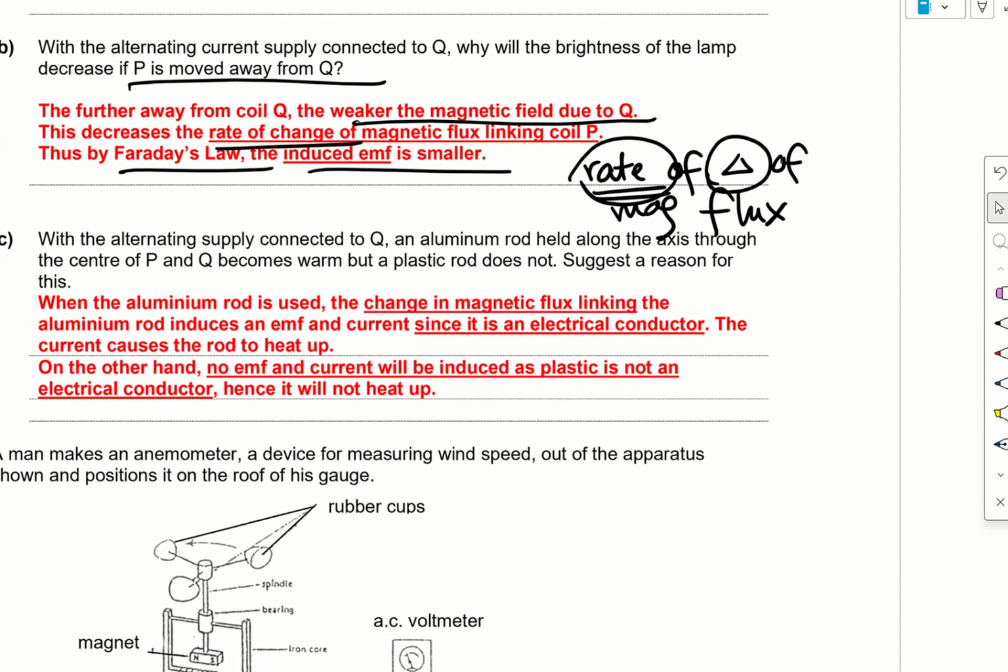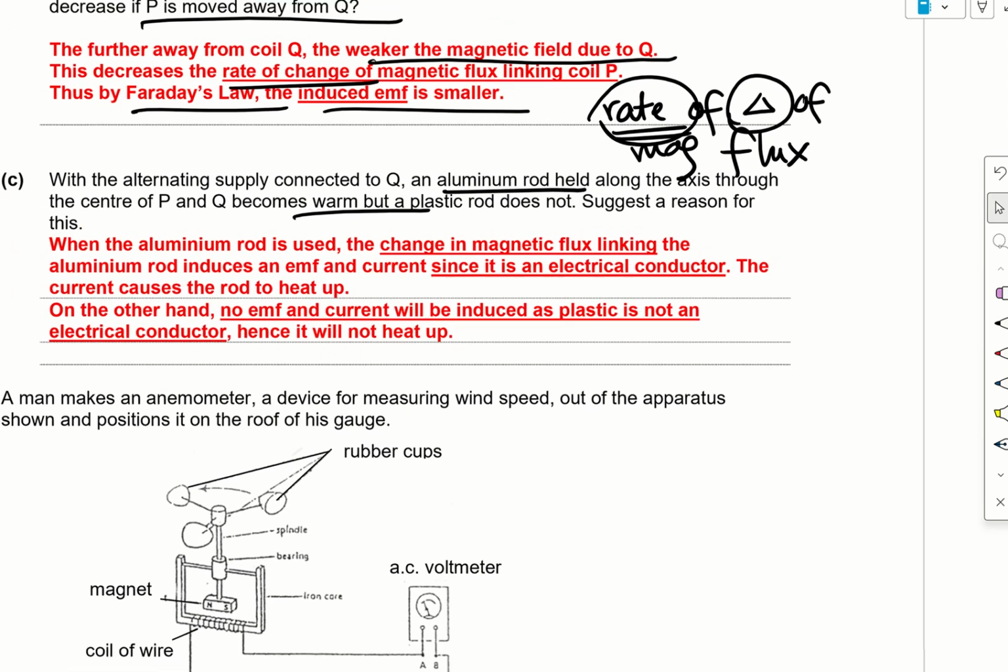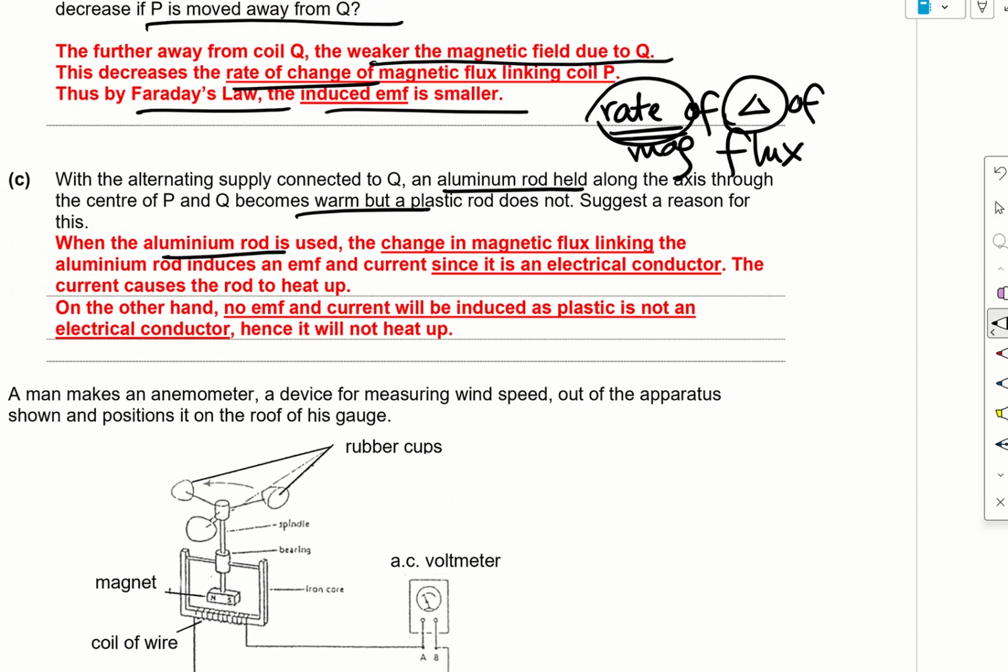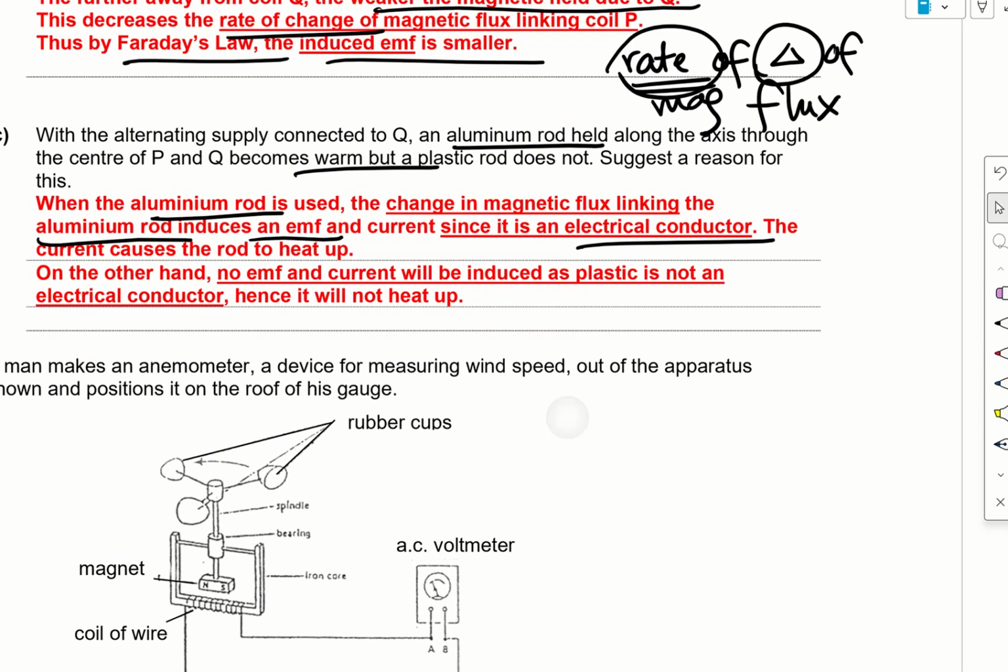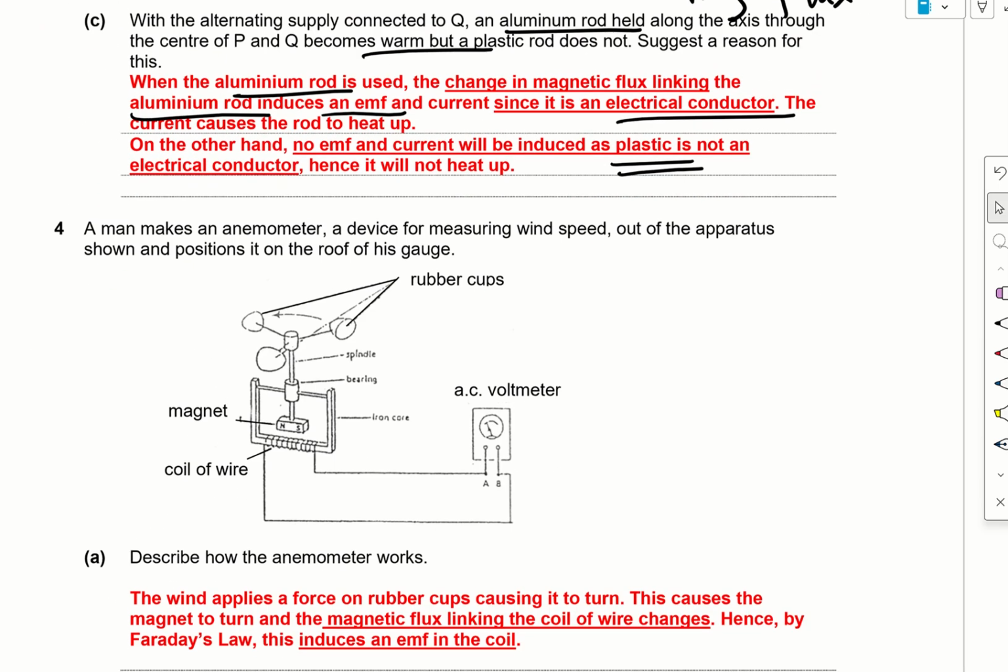With the alternating supply connected to Q, an aluminum rod held along the axis through the center of P and Q becomes warm, but a plastic rod does not. Suggest a reason for this. If I use an aluminum rod, the change in magnetic flux linking the rod induces an EMF and current, since it's an electrical conductor. So this causes the rod to heat up. On the other hand, no EMF and current will be induced in plastic because it is not an electrical conductor. Therefore, it will not heat up.